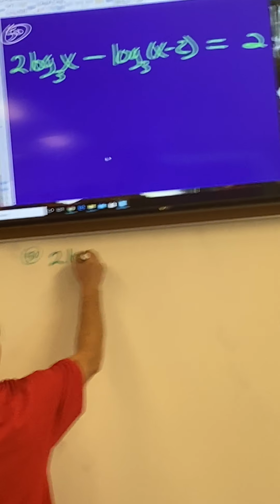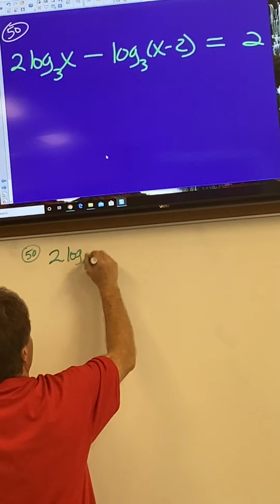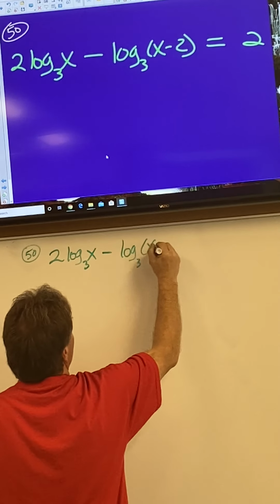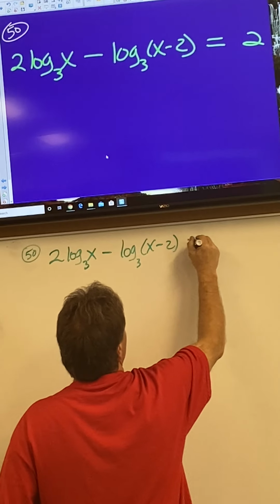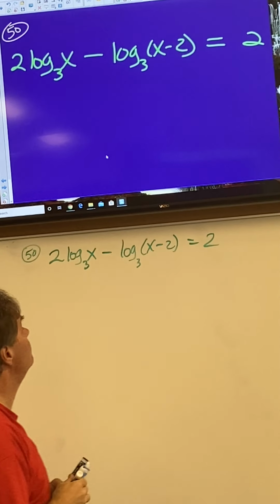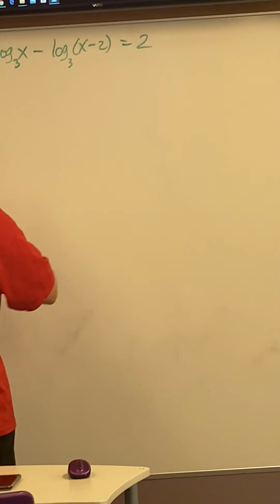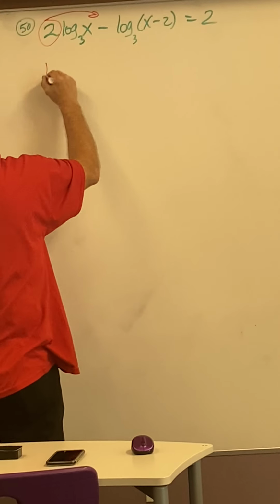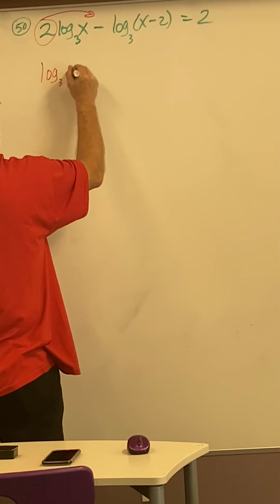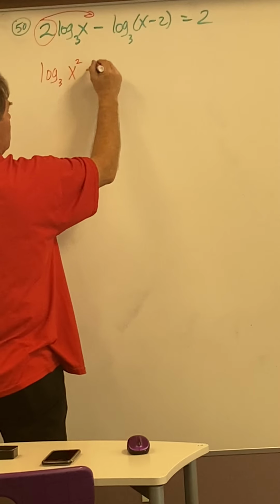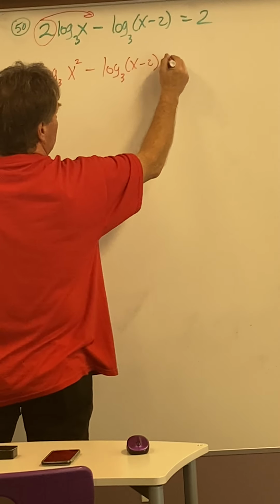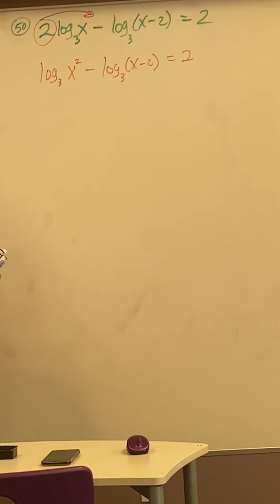2 log base 3 of x minus log base 3 of x minus 2 equals 2. Okay. So, in order to combine this stuff together, I first of all have to pump up this exponent using the third law of logarithms. Log base 3 of x squared minus log base 3 of x minus 2 equals 2.